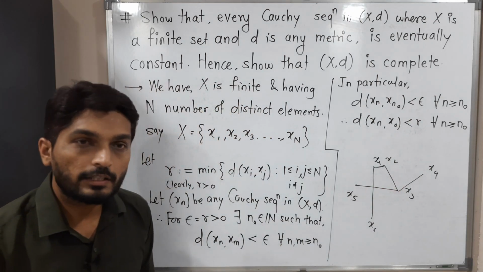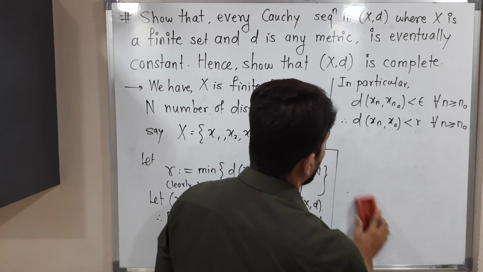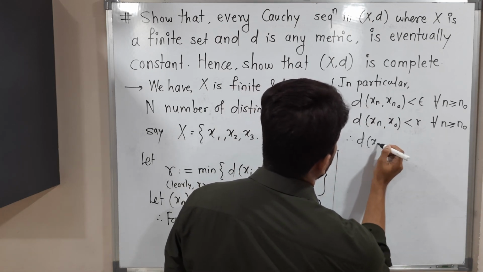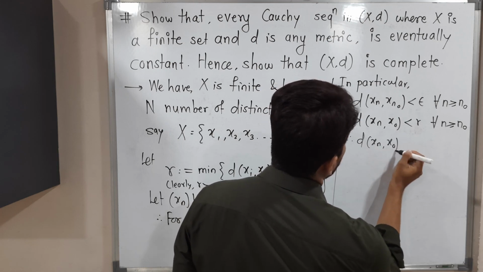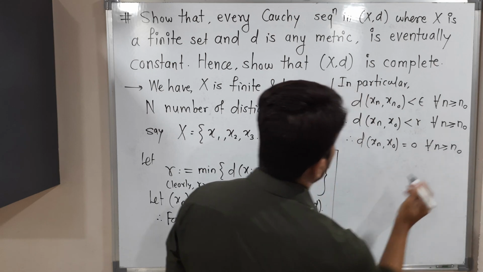That means obviously the distance must be 0. So let me mention here, therefore that distance must be 0: d(xn, x0) = 0 for all n greater than or equal to n0, right?